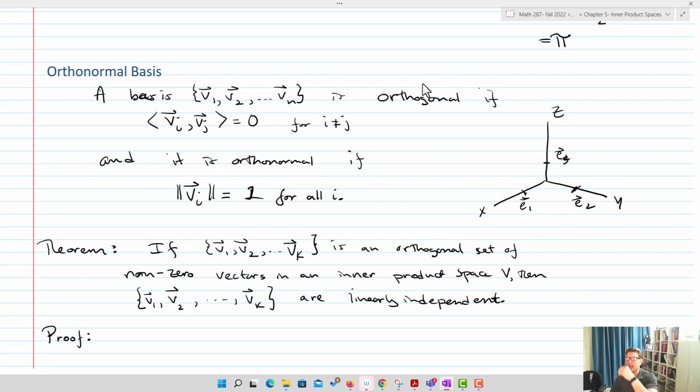And so let's say, for example, I've got a set v1 through vk, and that's an orthogonal set of non-zero vectors in an inner product space V. Then v1 through vk are going to be linearly independent. Now, this makes sense from a theoretical or conceptual basis, given that the set of vectors is orthogonal, so they've got to all be in different directions because they're all perpendicular to one another inside of whatever space you're looking at.